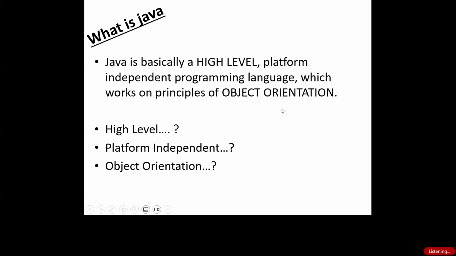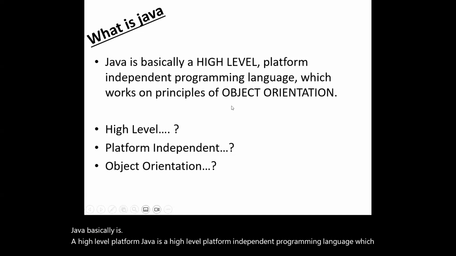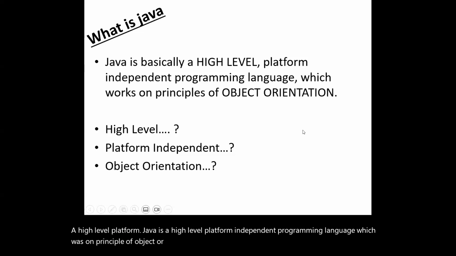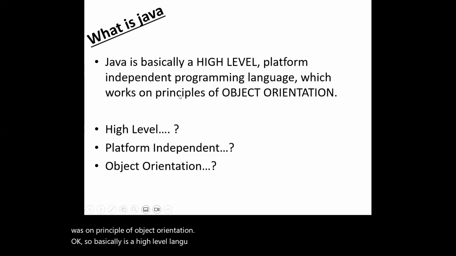You said, what is that Java? Java basically is a high-level platform independent programming language, which works on the principle of object orientation. So basically it's a high-level language, a platform independent programming language, which works on the principle of objects.